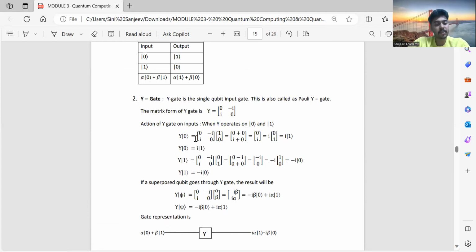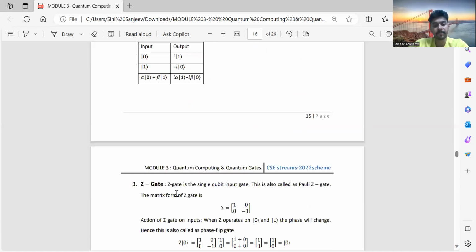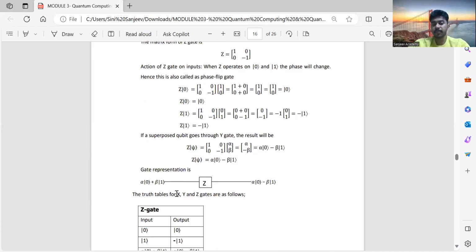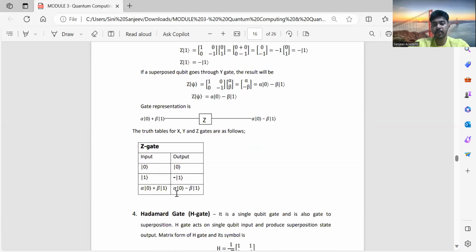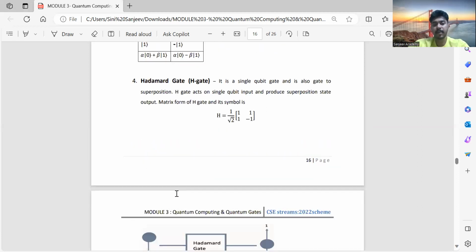Correct? Y of 0. So multiply this with what? 1 comma 0. Then do the normal matrix multiplication. Correct? Then you'll be getting 0, i. If you take i outside, you'll get 0, 1. So i of 1. So if I'm getting 0, I'm getting i of 1. All of those things are put into the truth table. So once you multiply, you'll get the answer. Simple matrix operation. Similarly, Z also. Then coming to the H gate or Hadamard gate.